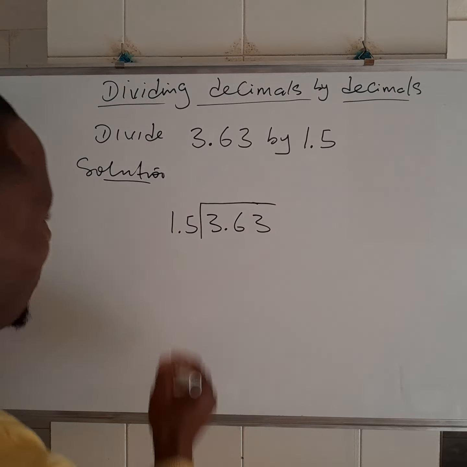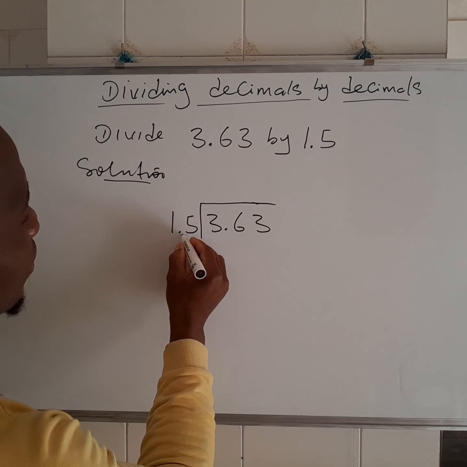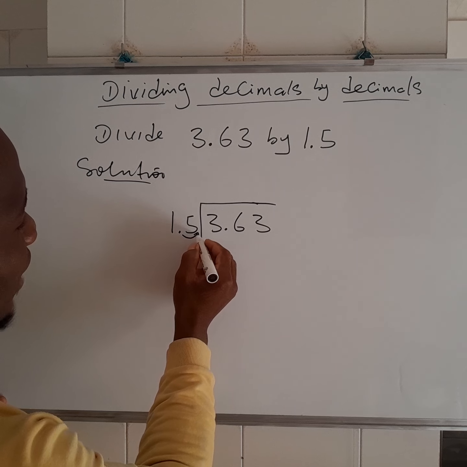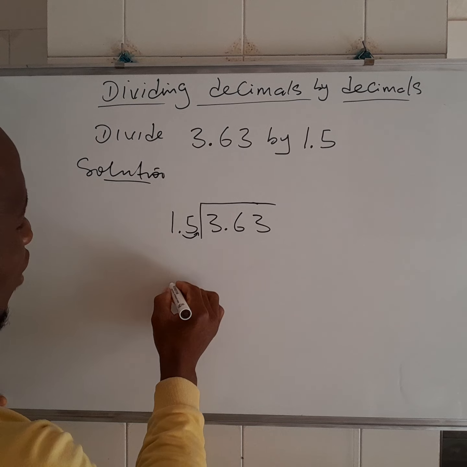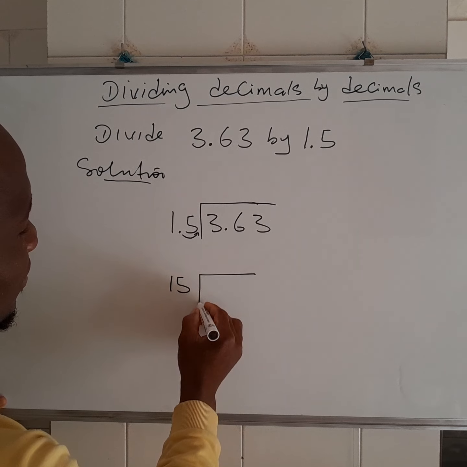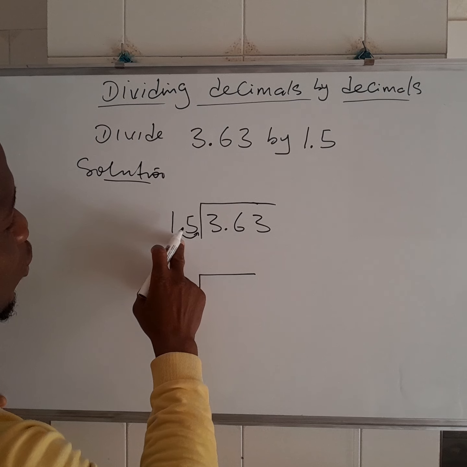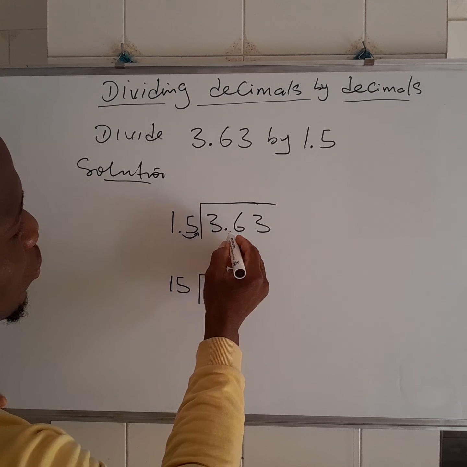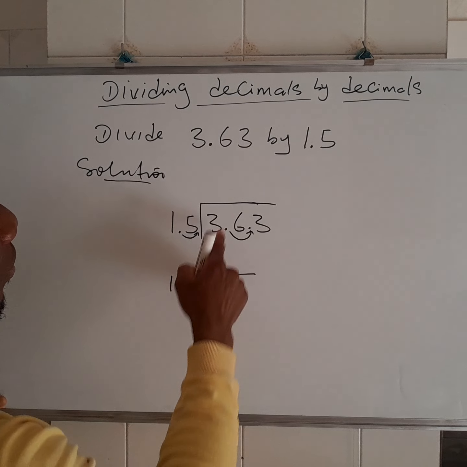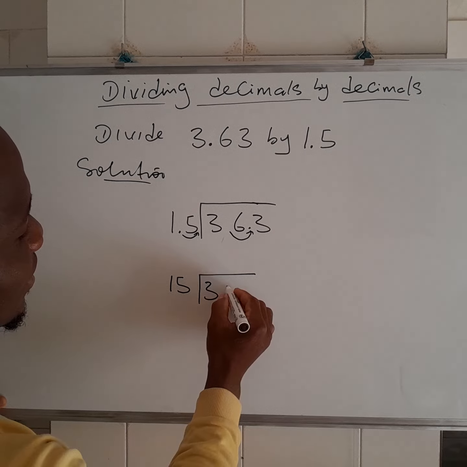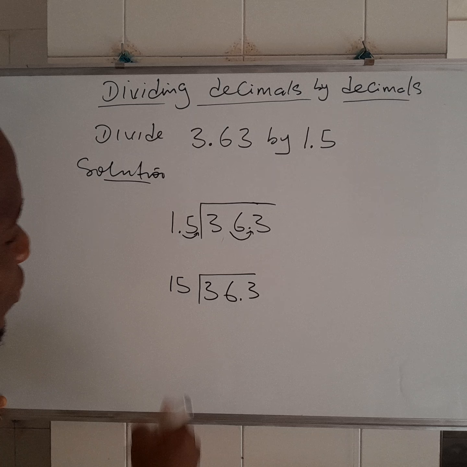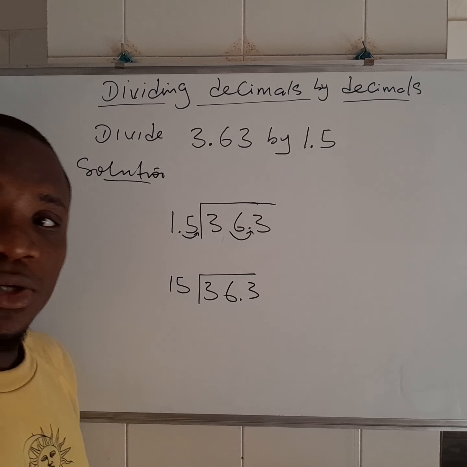How do we make this a whole number? You move the decimal point one time to the right, okay? This becomes what? 15. As you move one time to the right, also do the same to the what? Dividend. So your point should be here, so this becomes 336.3. So this is now your new question, okay?